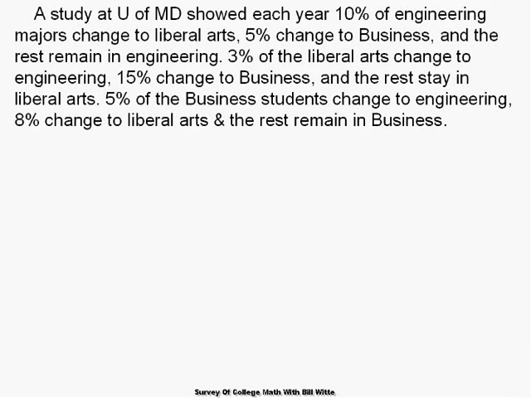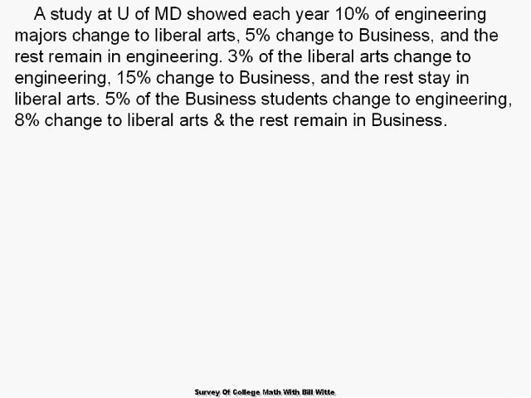Now, it might be an overwhelming amount of information here, but if you put it in a matrix, it's not so bad. 10% of the engineering majors changed to liberal arts, 5% changed from engineering to business, and the rest stayed in engineering. So they went from engineering to engineering, in other words. 3% of the liberal arts majors changed to engineering, 15% changed to business, and the rest stayed in liberal arts. And 5% of the business majors changed to engineering, 8% changed to liberal arts, and the rest stayed in business.